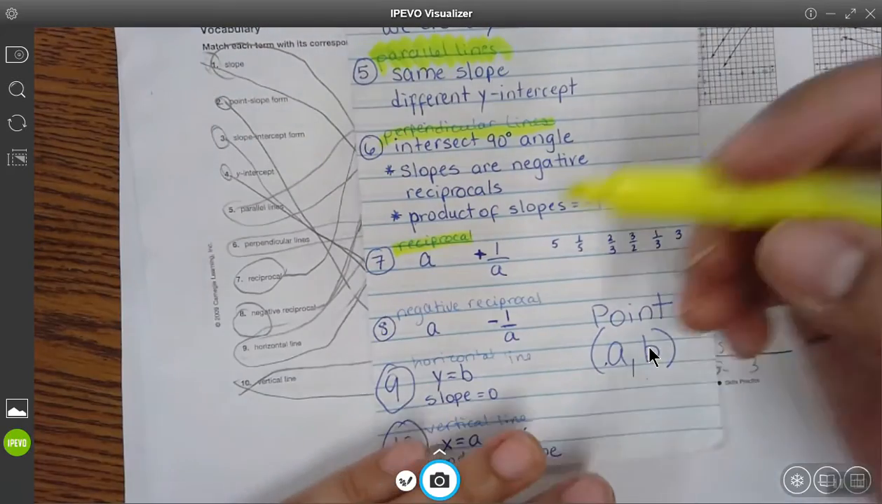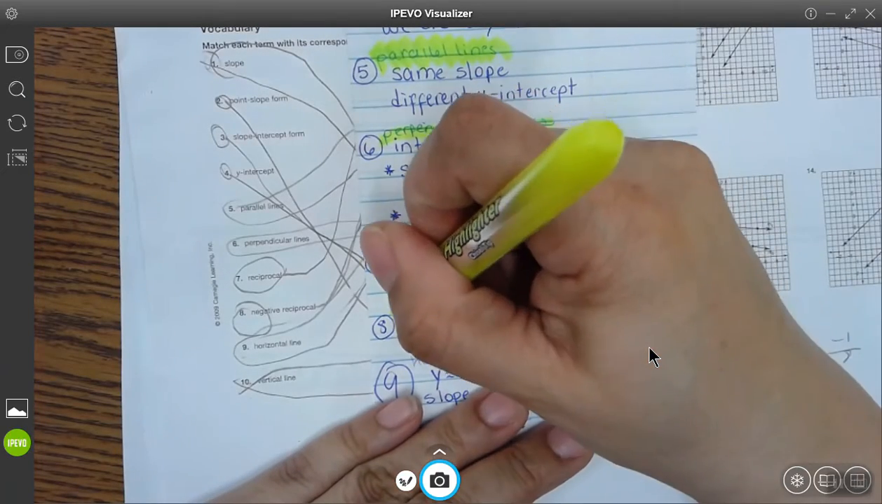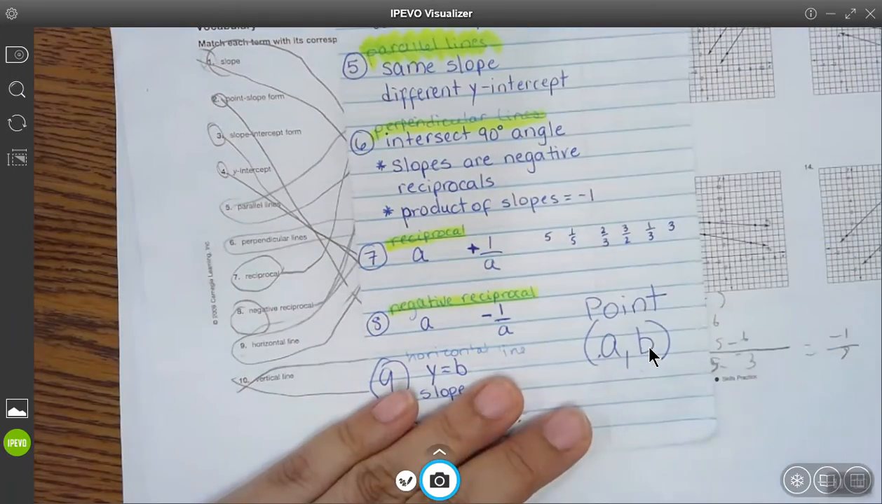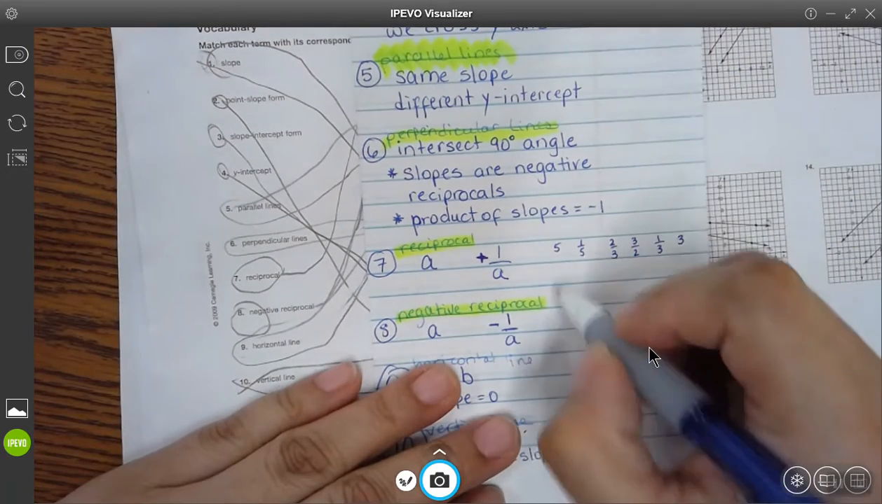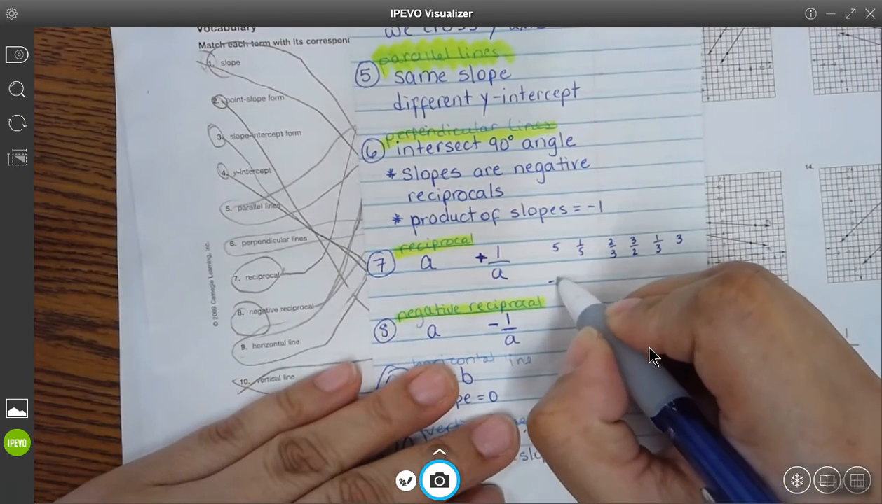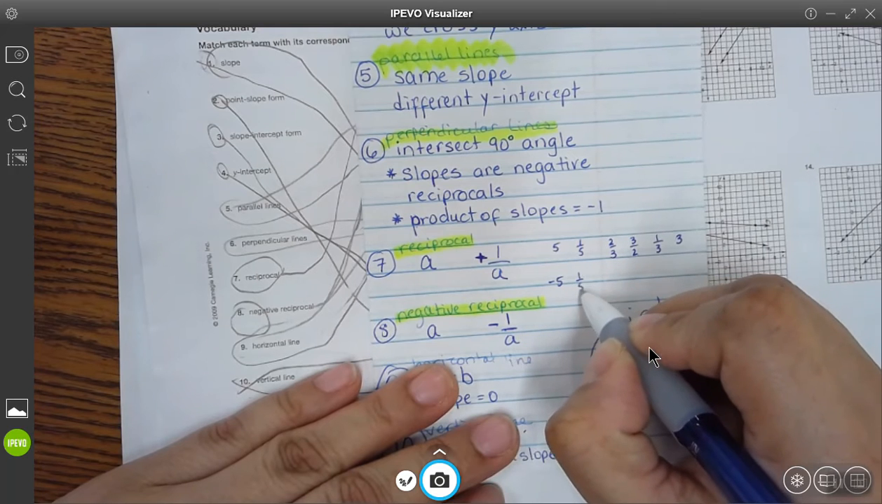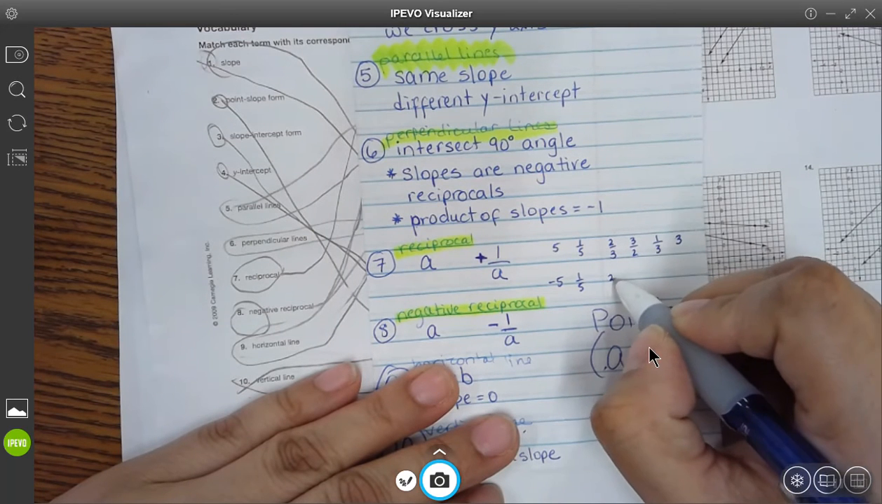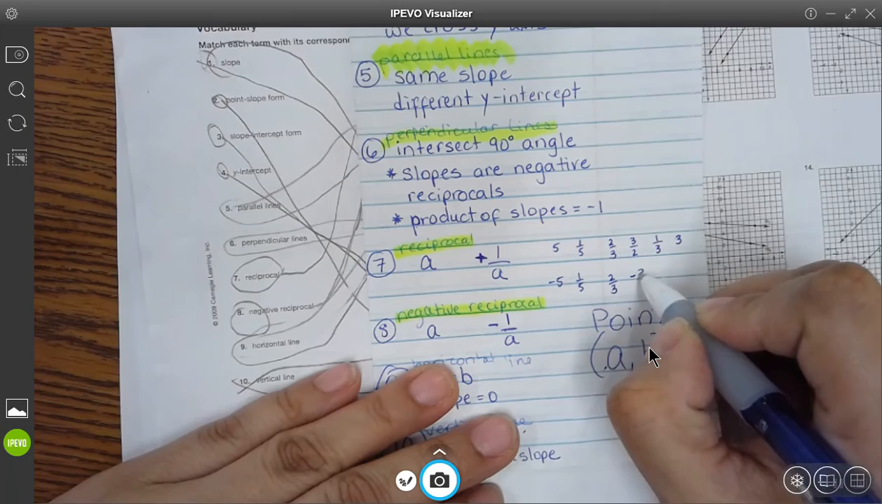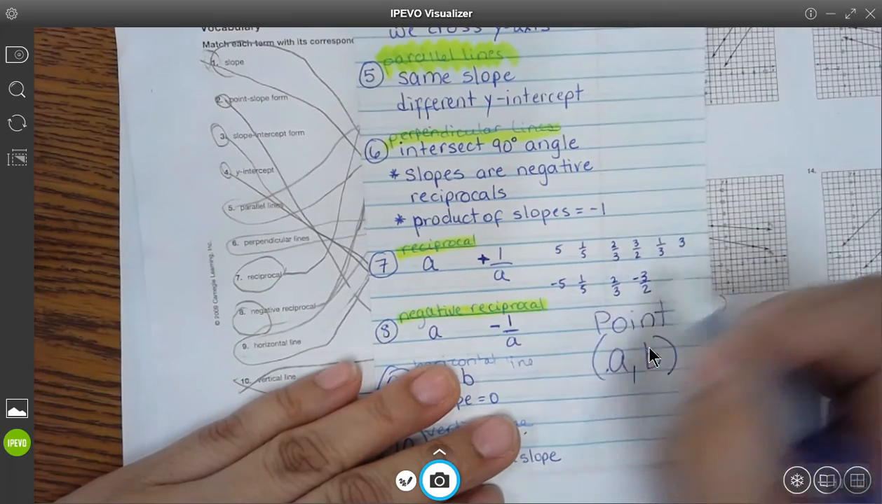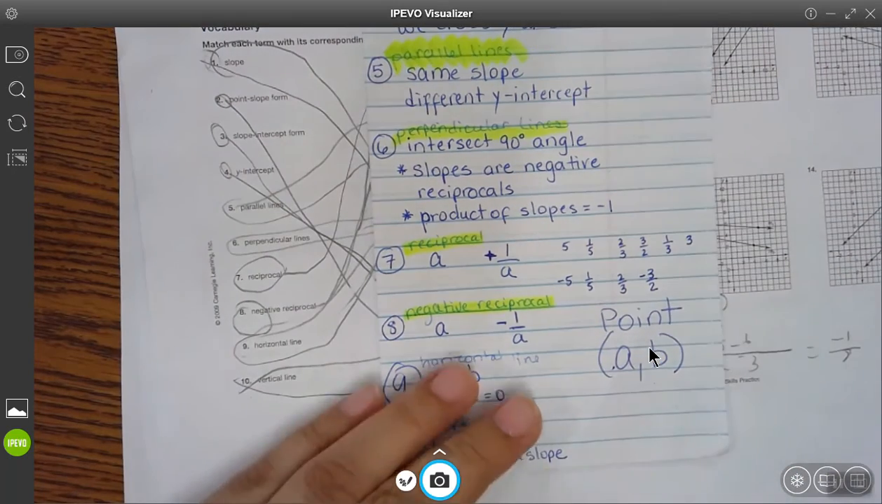The negative reciprocal is exactly what the reciprocal is, you just change the sign. So for example, if you have -5, it becomes positive 1/5. If you have 2/3, then it becomes -3/2. So the sign swaps when you're doing the negative reciprocal.